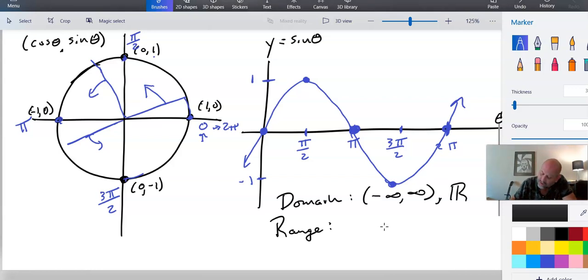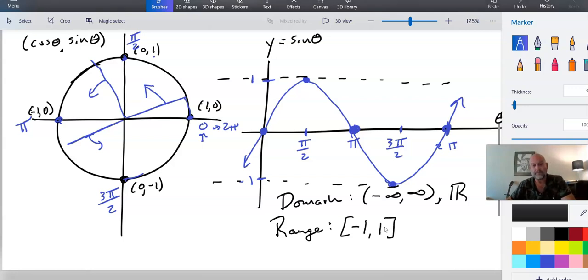And if we look at this, all of the y values fall between 1 and negative 1. And they include 1 and negative 1. So we would write the interval this way. The range goes from negative 1 to 1. Okay. It turns out the same is true for cosine. You can plug anything into cosine and it never has values bigger than 1 or less than negative 1. So everything is inside that interval from negative 1 to 1.